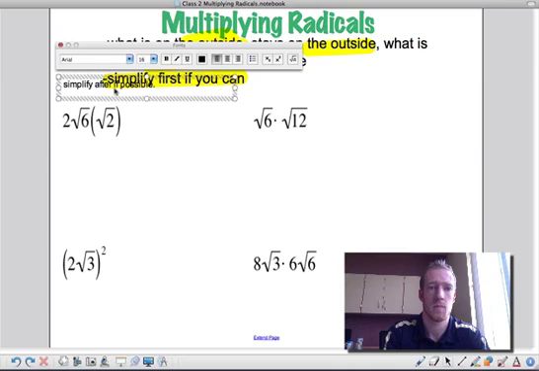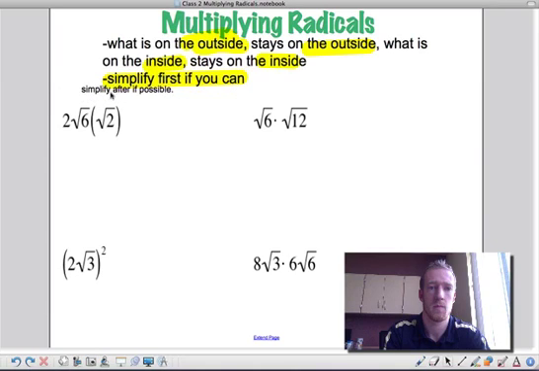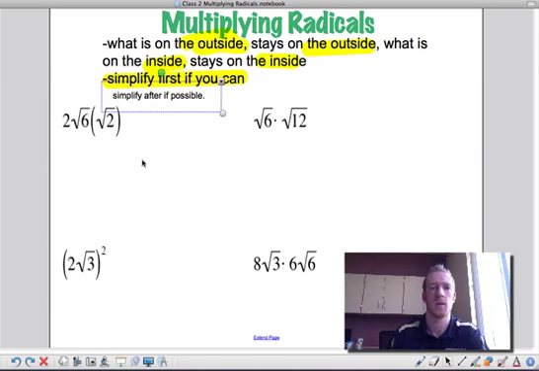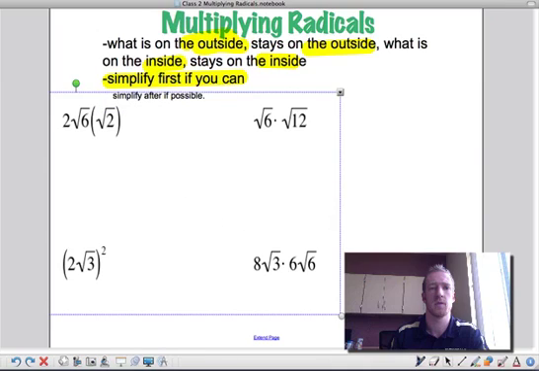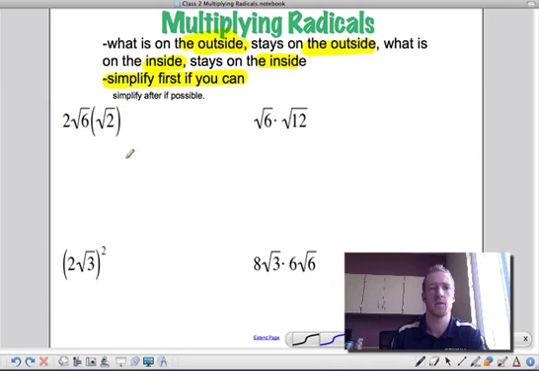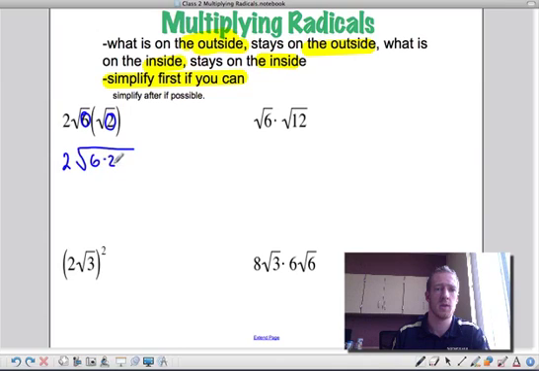Alright, so you're going to always check that. Simplify after if possible as well. So, we're going to simplify. Root 6 can't be simplified, root 2 can't be simplified, so we're going to multiply the insides. There's nothing on the outside except a 2, and then 6 times 2.